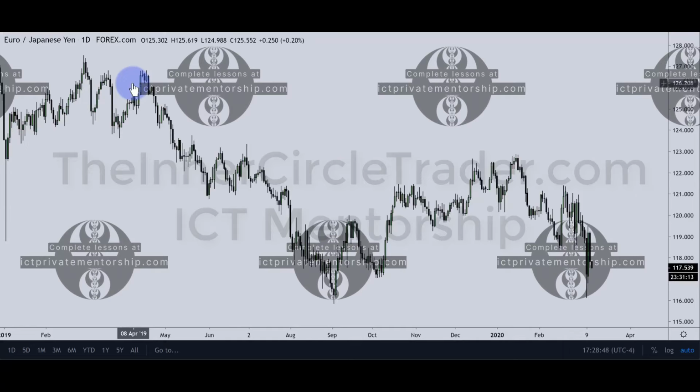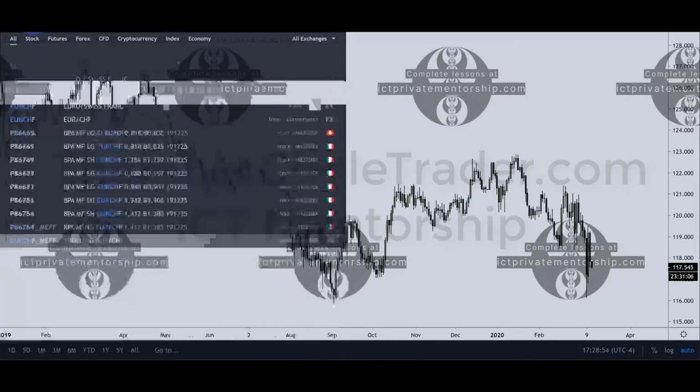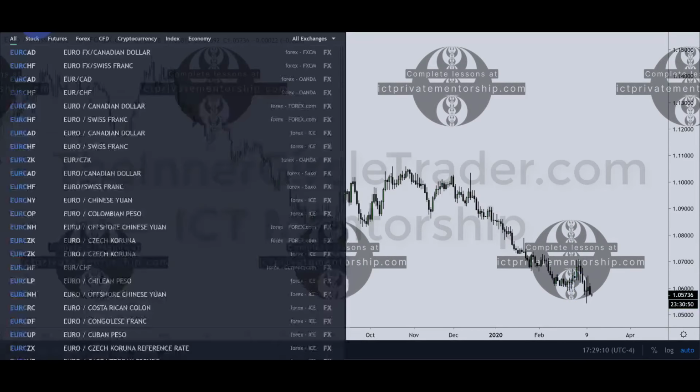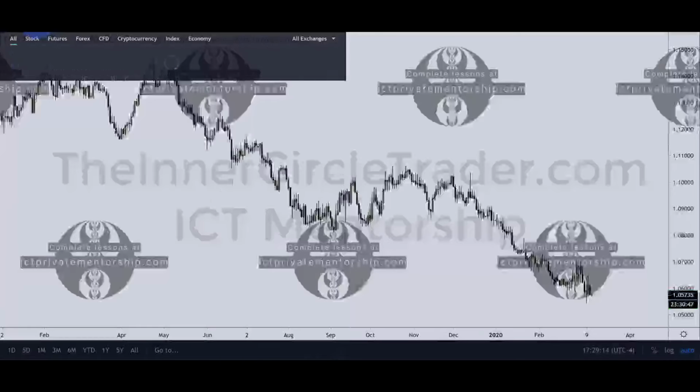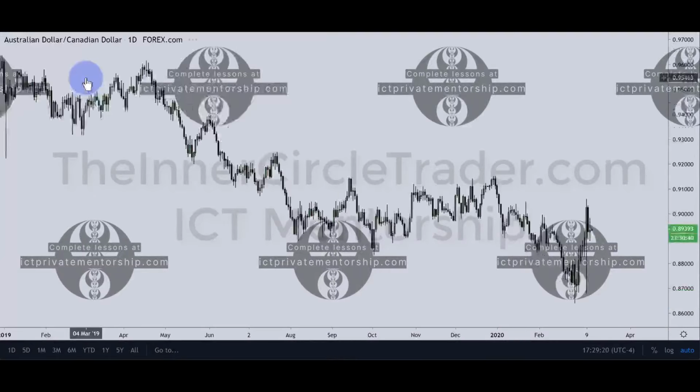No. Okay. Let's look at Euro Swiss. Again, another strong currency coupled with another strong currency. What did it do? Here's February 20th. Did it do anything? No. It's sleeping. Okay. What about Aussie Canadian? Two weaker currencies paired to each other. February 20th. Here. So here. It didn't do anything, did it? No, it didn't.